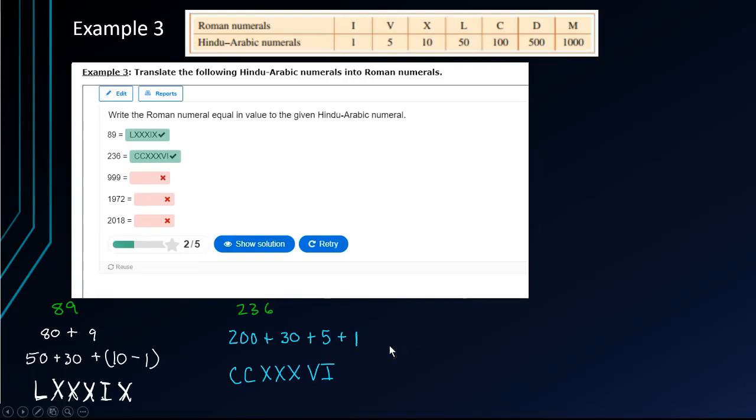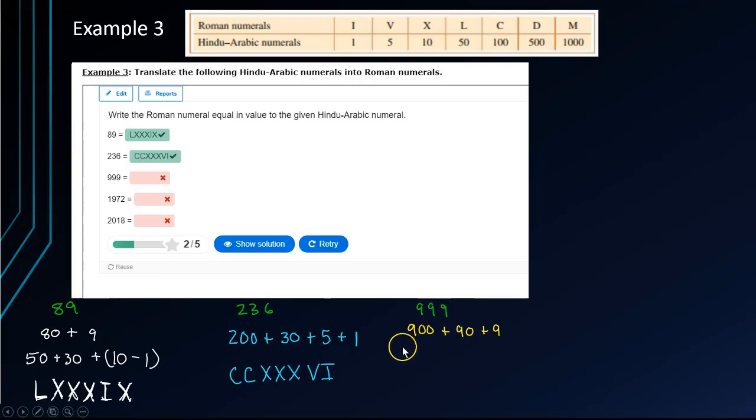For 999, this is where it gets a little bit complicated. I'm going to think of it as 900 plus 90 plus 9. But each one of these, I'm not going to write like 500 and then 4 100s following it. You're only allowed to usually have 3 following that value. Otherwise, you have to knock it up to the next one.